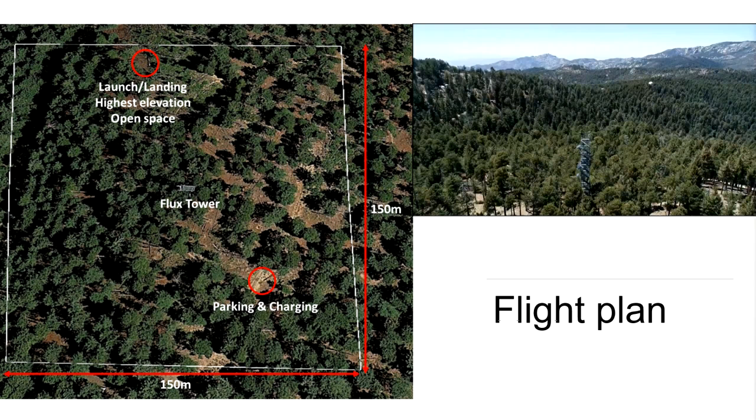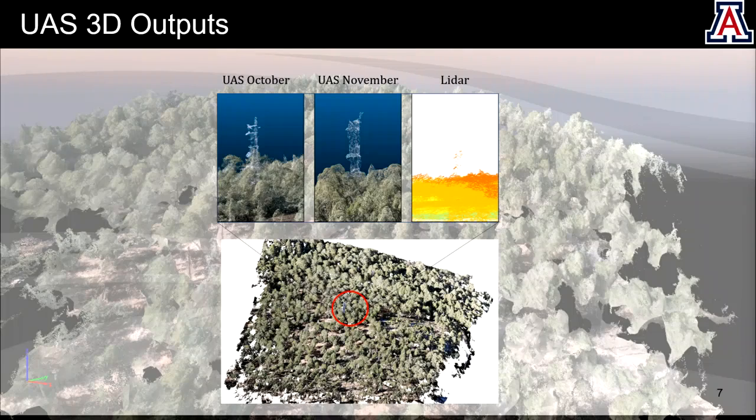This is the flight plan of our drone flight. We targeted a 150 meter by 150 meter box around the flux tower to cover the entire footprint of the Mount Bigelow eddy covariance flux tower site.